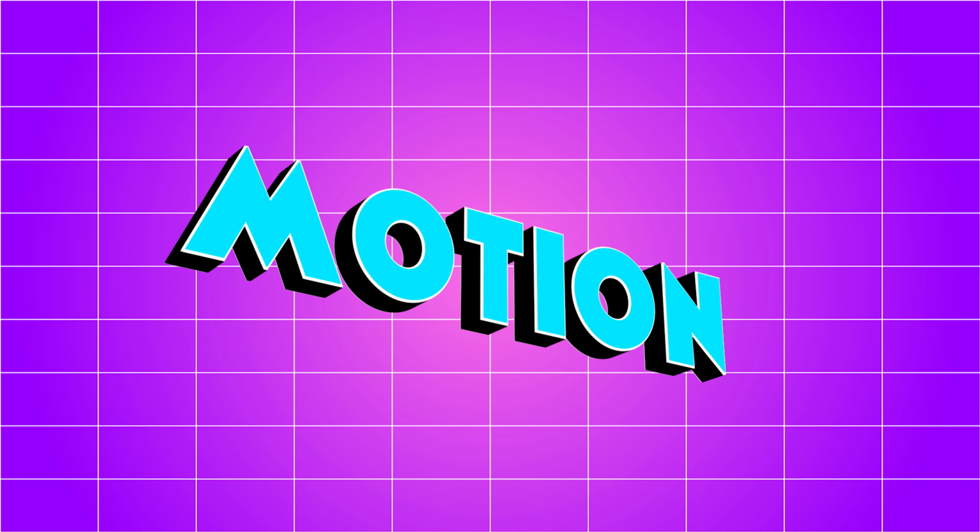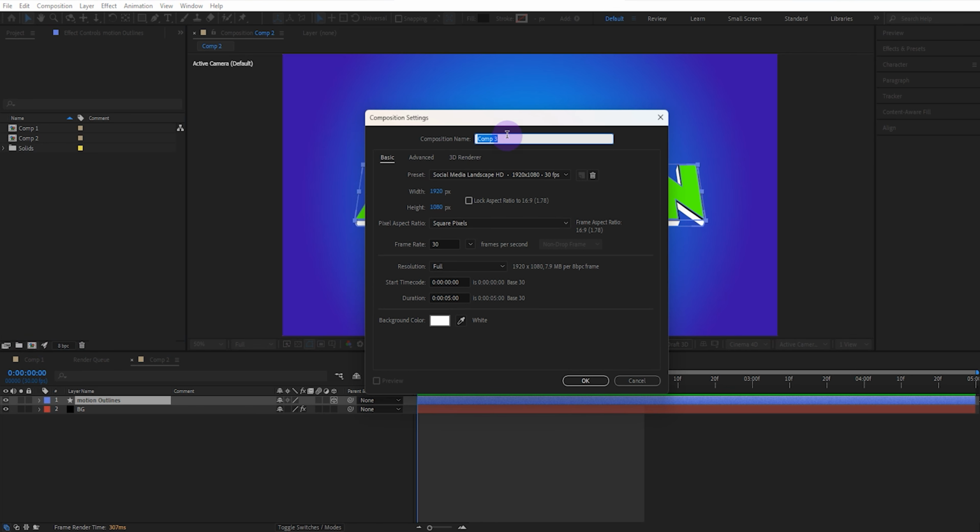How to make a very easy 3D text animation in After Effects. Let's get started. We create a new composition. We write its name as 3D text.